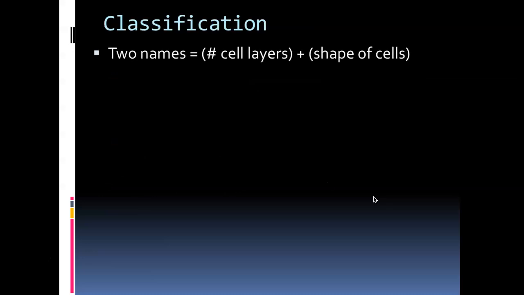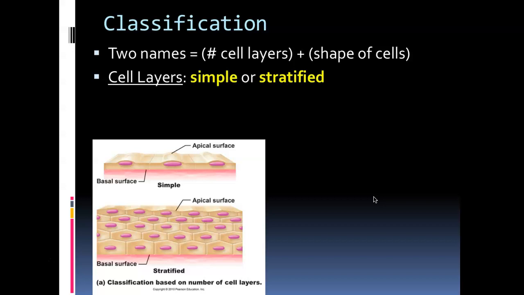All right, our classification. Classification of epithelial tissue is determined by how many layers of cells and the shape of the cells. Okay, and so our cell layers could either be simple or stratified. Simple means one layer, stratified means multiple layers. And this is what the picture is showing you. So simple, one layer, stratified, multiple layers.